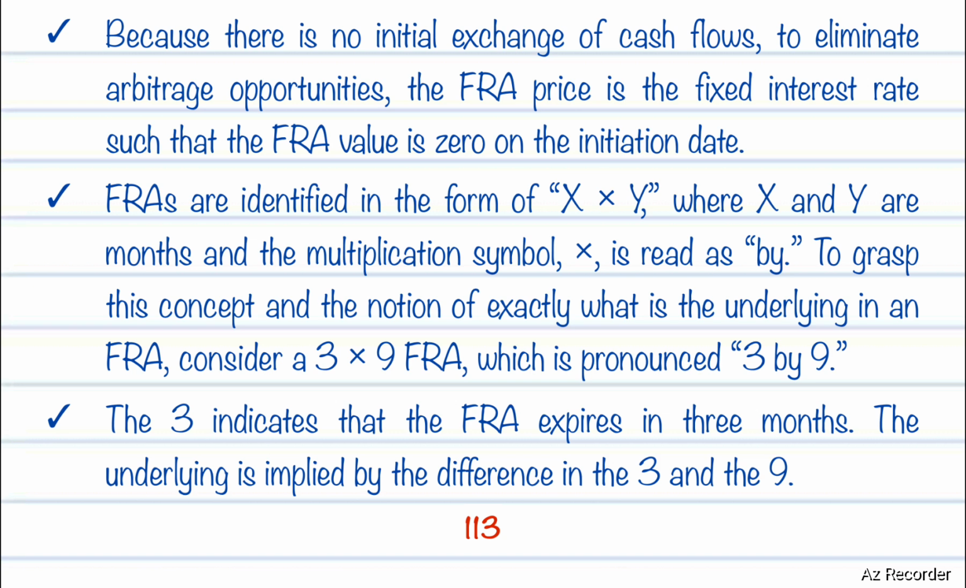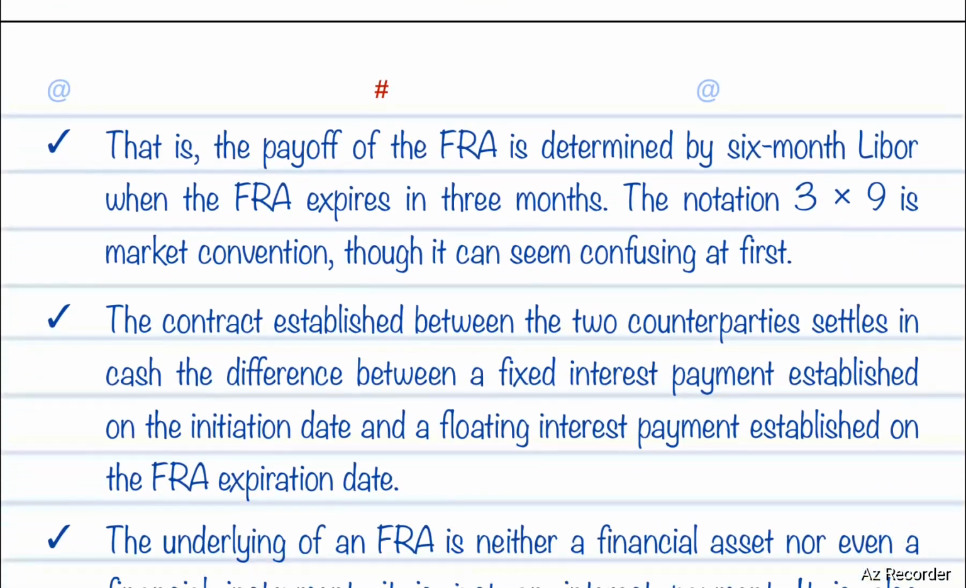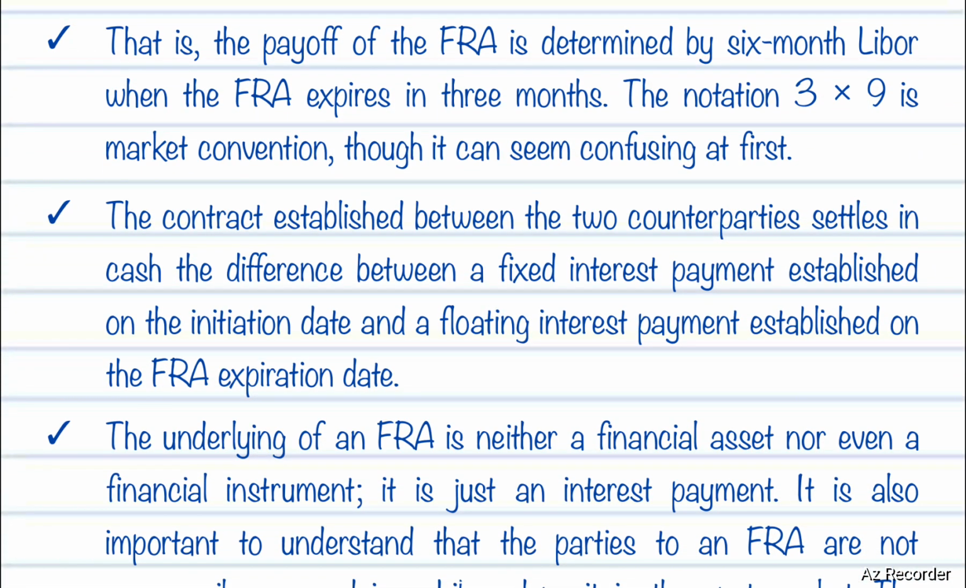consider 3 by 9 FRA, which is pronounced as 3 by 9. 3 into 9, 3 by 9. The 3 indicates the FRA expires in 3 months. The underlying is implied by the difference in 3 and 9. That is, the payoff of FRA is determined by 6 months LIBOR when the FRA expires in 3 months. The notation 3 by 9 is market convention, though it can seem confusing at first.